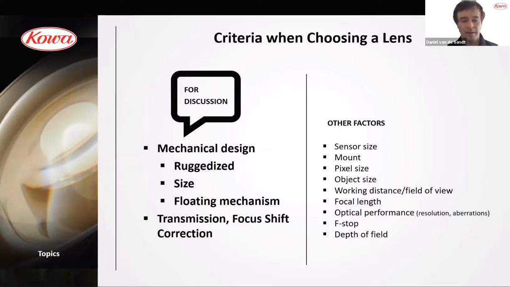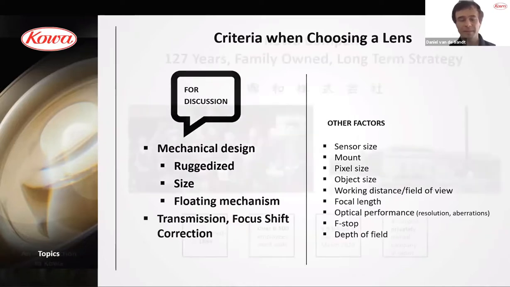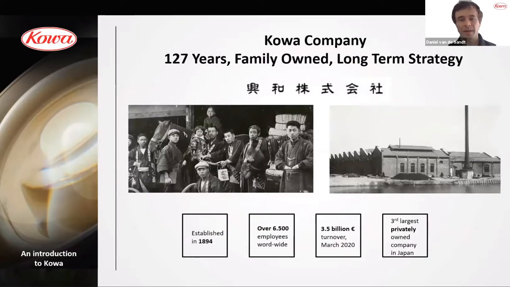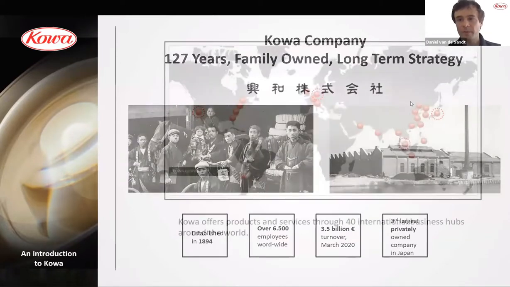Before I do that, I will briefly introduce COVA as a company. As some of you might know, COVA is a Japanese company. It was already founded at the end of the 19th century, at that time as a trading company. Since then, the company has prospered into a multinational company with 6,500 employees, with a lot of different business areas. So you see here offices around the globe.